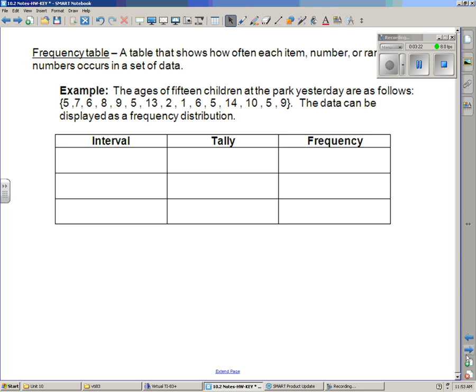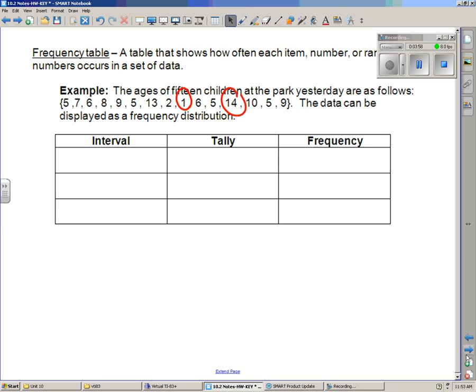So the idea is we need to have some intervals, and intervals are equal ranges between the data sets. The tally, those tick marks, and then the frequency, the total number of people that are in that particular interval. Well, if you look at the youngest child is 1. If you look at the oldest child is 14. Well, I need to split up those ages in 3 equal intervals, but 14 is not divisible by 3. So I'm looking for the next smallest number above 14 that is divisible by 3, and that would be 15.